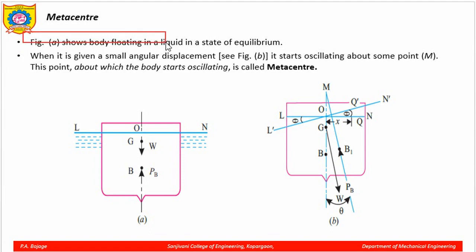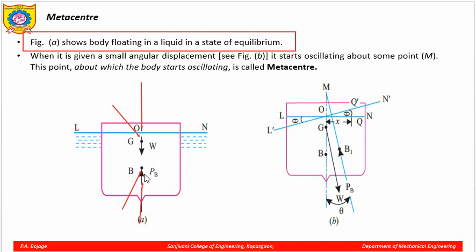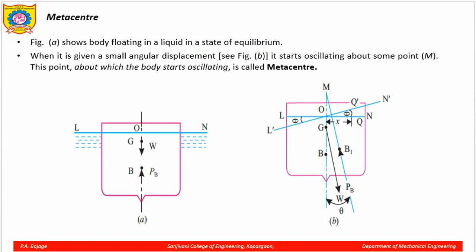Figure A shows the floating body in a liquid at a state of equilibrium. The state of equilibrium is like the weight W acting at the CG point, and the buoyant force acting at the center of buoyancy point, which are both equal and opposite to each other. So that is the condition for stable equilibrium.